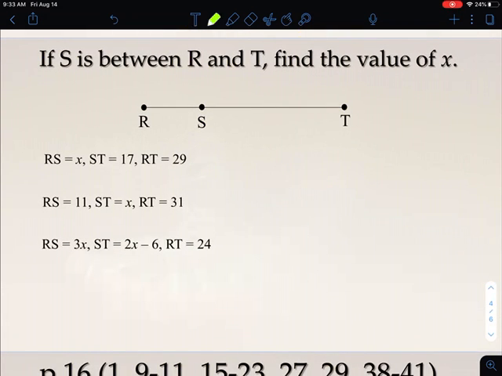So point S is between R and T. So it's important to note all 3 points are on exactly the same line. They want us to find the value of X given these different scenarios. So we'll start with this first example here.